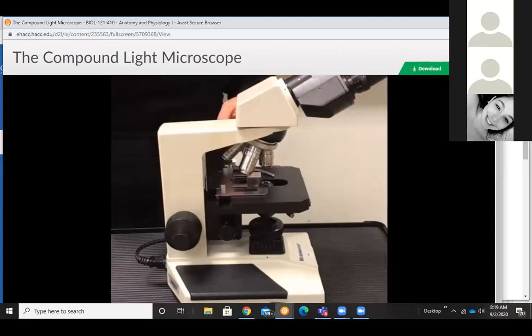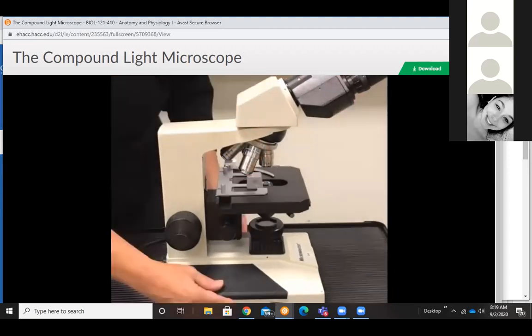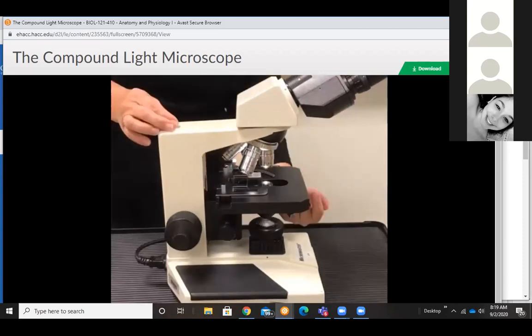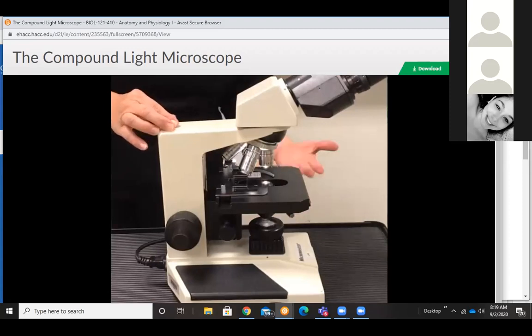The term light refers to the fact that it uses a beam of light that shines up through the specimen in order to visualize the specimen. That's why the specimen or the tissues, the cells that you're looking at have to be very, very thin in order for the light to pass through. If the specimen or the slide is too thick, not allowing light to pass through, then you won't be able to see anything. But here you see we have a thin section of tissue that's on this microscope slide.